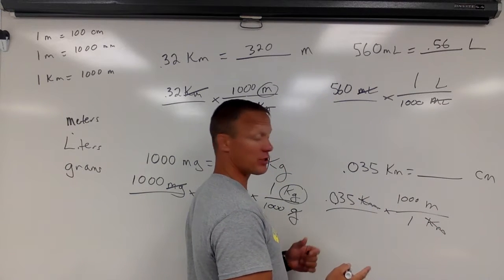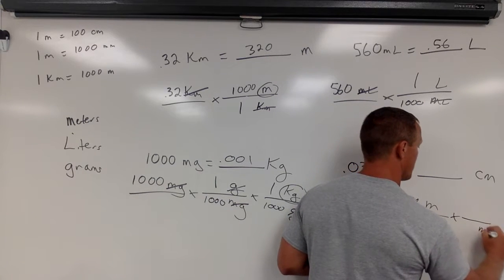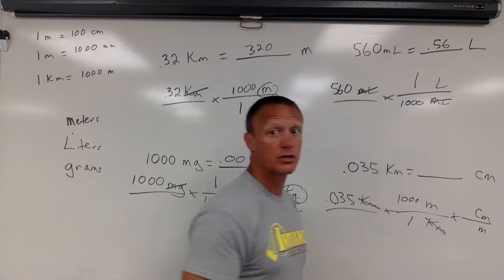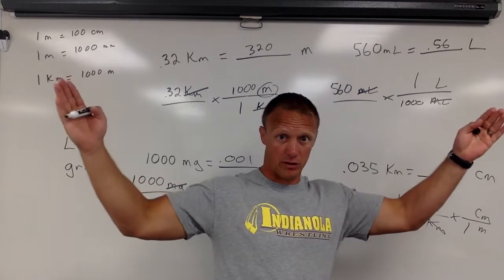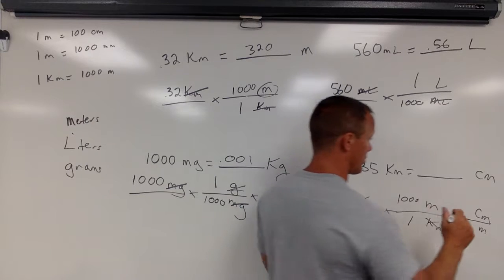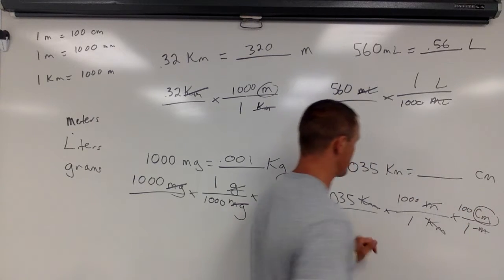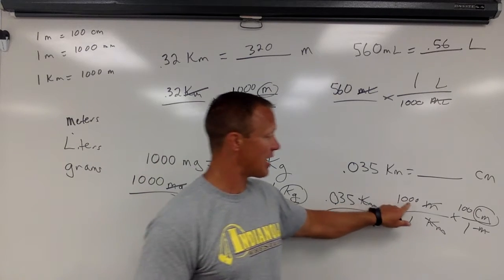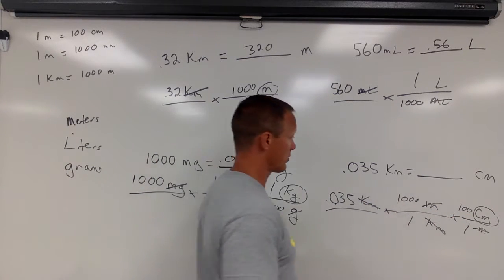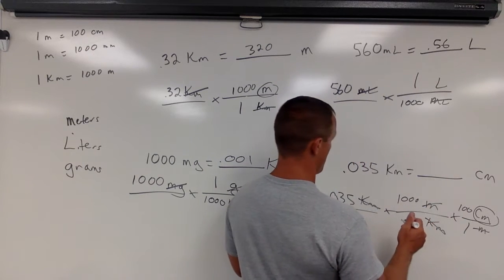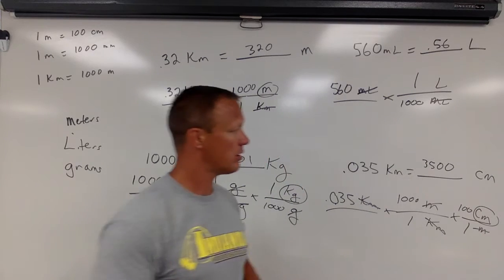So if I stopped right now, my answer would be in meters. I'd multiply those to get to meters. I want it in centimeters, so I'm going to say meters to centimeters. A meter stick, this long, contains 100 little centimeters. Meters cancel, left with centimeters. Again, 0.035 times 1,000 times 100. It's all ones on the bottom. So we're going to have 3,500 centimeters.